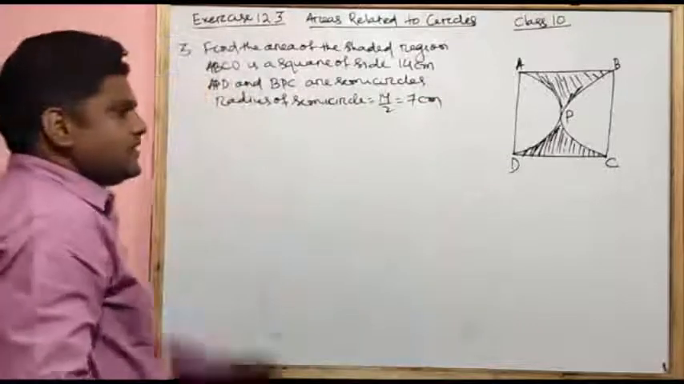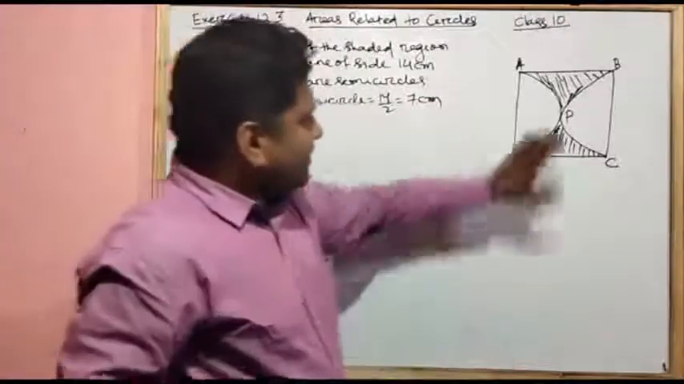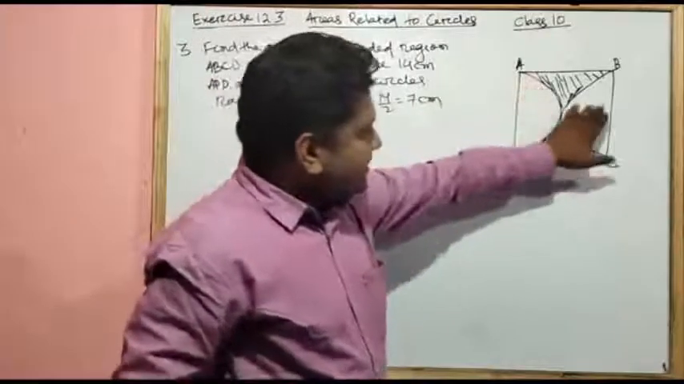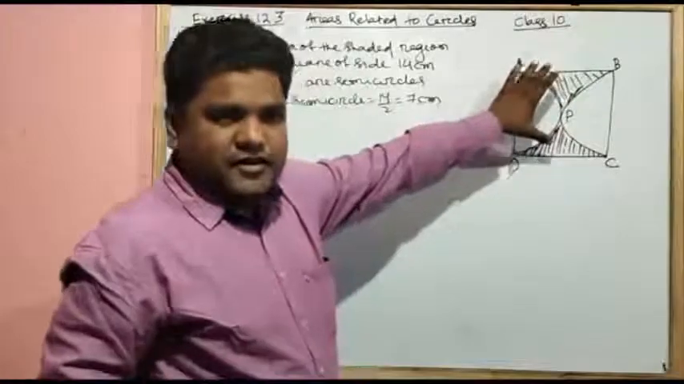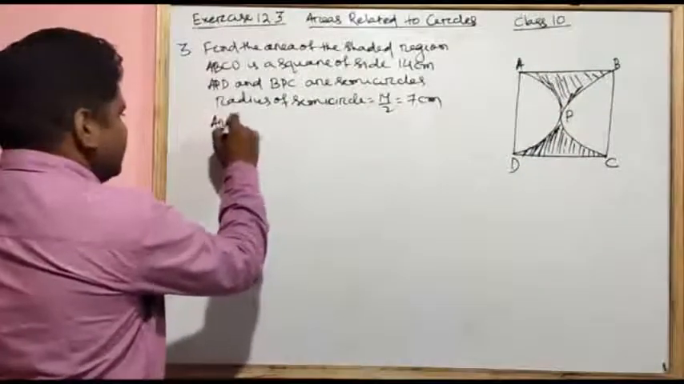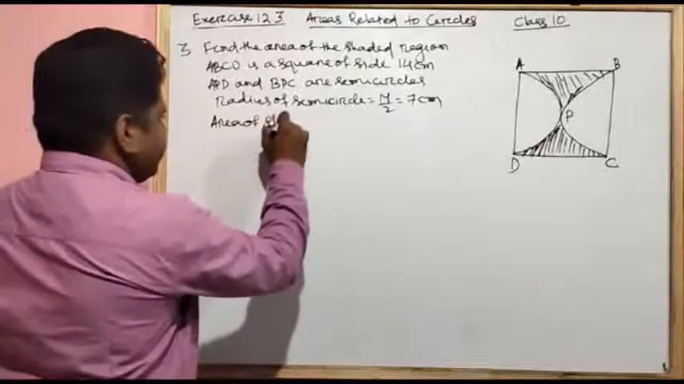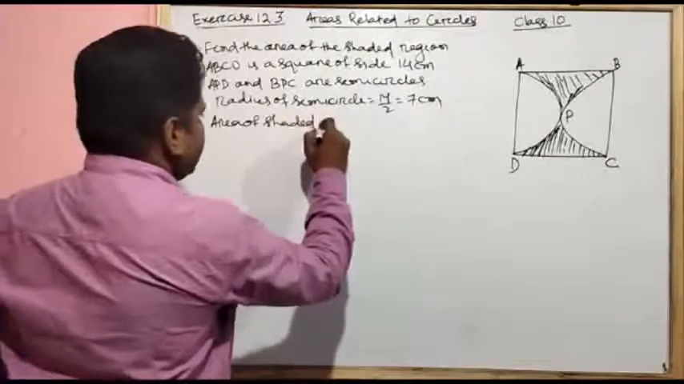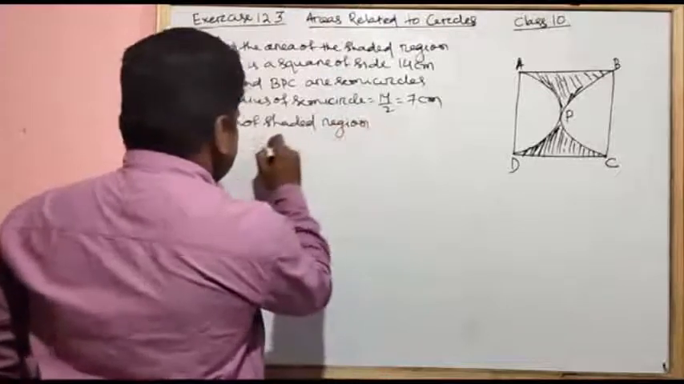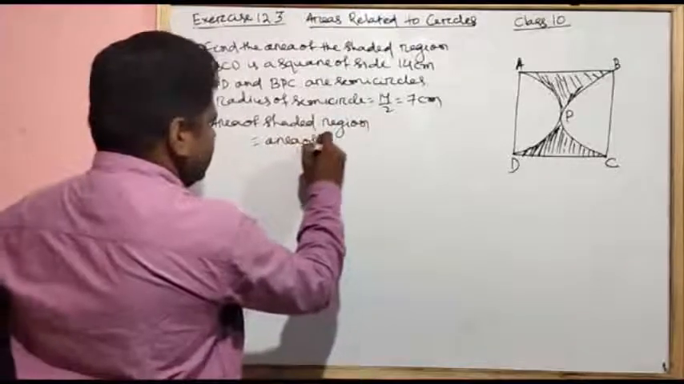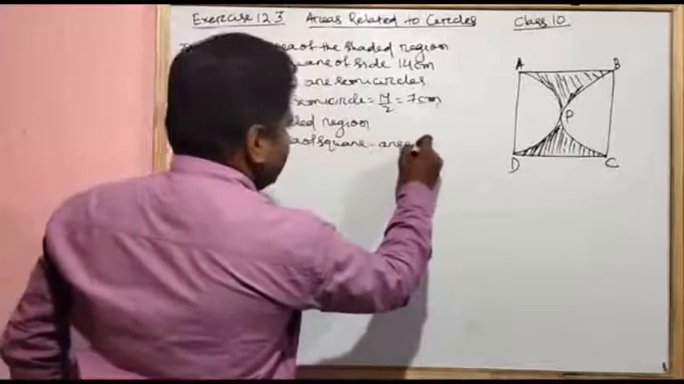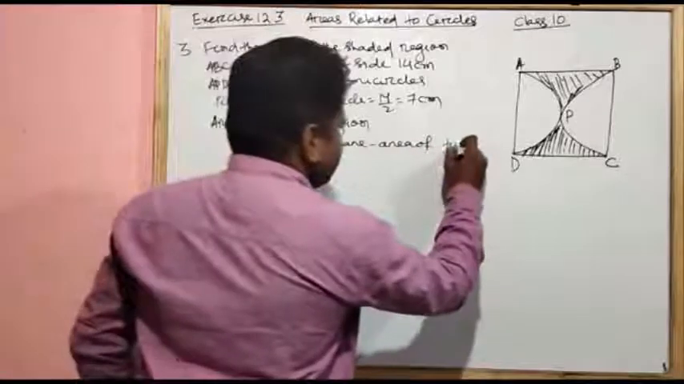Now we have to find the area of the shaded region. See here, if we subtract the area of two semicircles from the area of the square, then we will get the area of the shaded region. So we can write area of shaded region equal to area of square minus area of two semicircles.